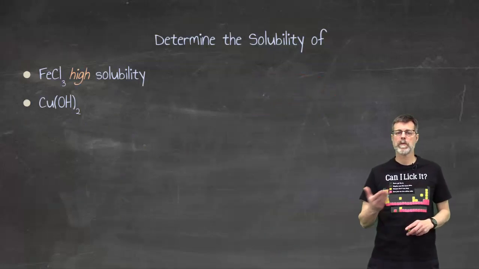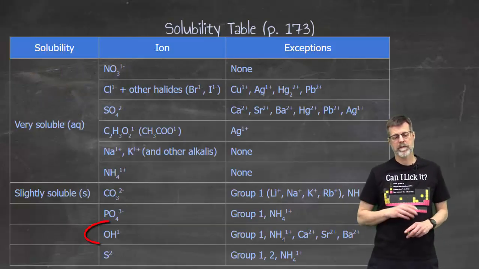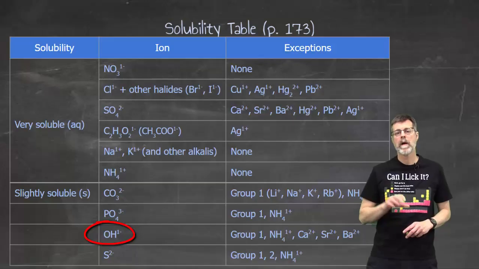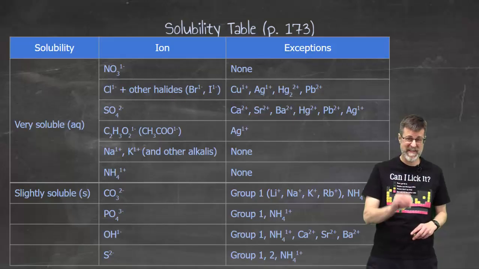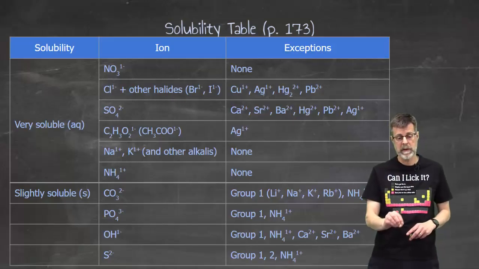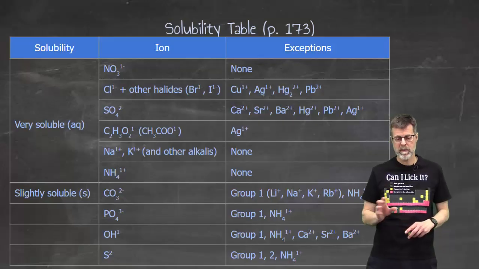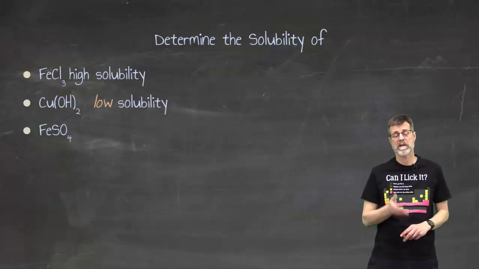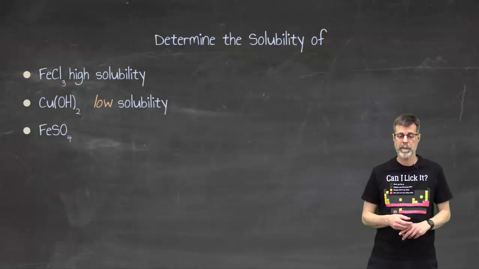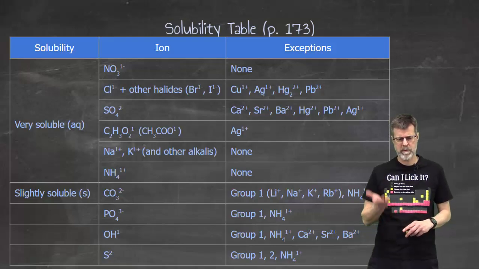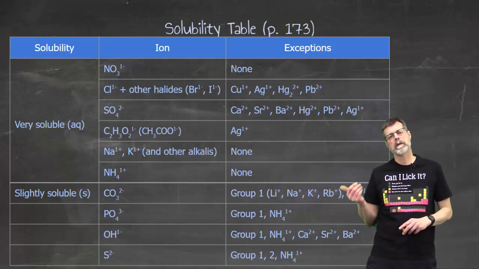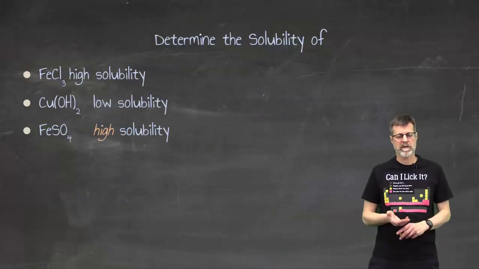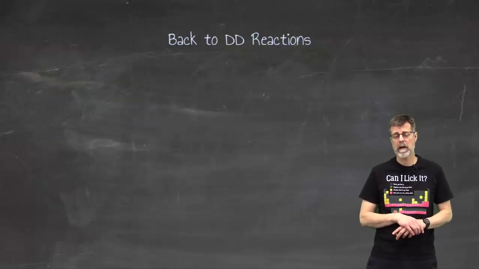But if I look for copper with OH, I go looking for OH. Oh, there it is near the bottom. Those compounds of OH are typically slightly soluble, typically have low solubility. Then I'm looking for the copper. I don't see it in my list. That means it follows the pattern of low solubility. I can look for SO4 with iron, and SO4 is near the top, and I'm looking for iron. It's not listed, so it must also then be high solubility. That's how it works. It's actually really easy once you know how to read it.